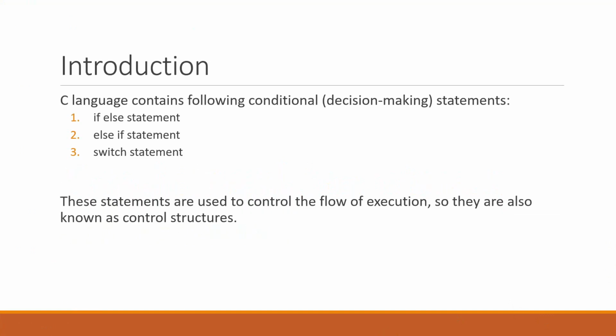C language has the following conditional statements, also known as decision-making statements. 1. If-else statement. 2. Else-if statement. 3. Switch statement. These statements are used to control the flow of execution, so they are also known as control structures.